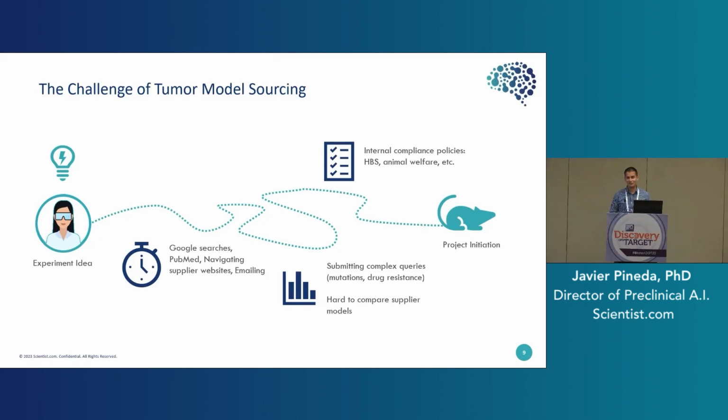And in cancer, it's way worse because there's so many different mutations that we may be looking for. Potentially, we're looking for synthetic lethality, or we're looking at metastatic models with resistance to multiple standards of care. And then if we do find models across different CROs and other providers, it's very difficult to compare those models, again, because the data surrounding them is generally proprietary.